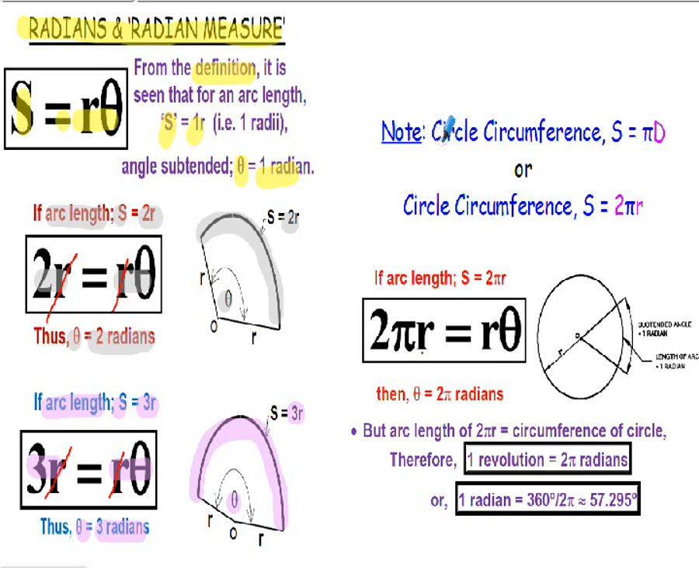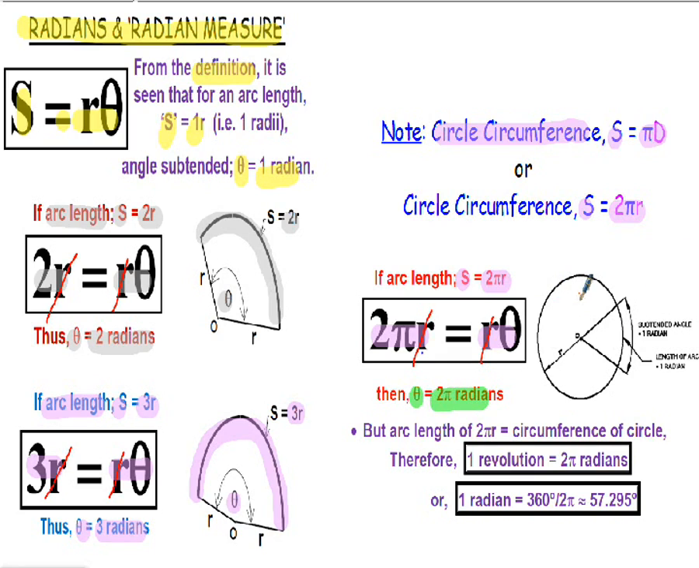Now if we consider the circumference of a circle, which can be written as S equals pi d, where S is the circumference of the circle and d is the diameter, or we could write the circumference S in terms of the radius, so it becomes 2 multiplied by pi multiplied by r. So now letting S equal 2 pi r on the left hand side of our equation, that equals r theta on the right hand side. If we cancel the r's off either side of our equation this time, we find that the angle theta now is 2 pi radians.